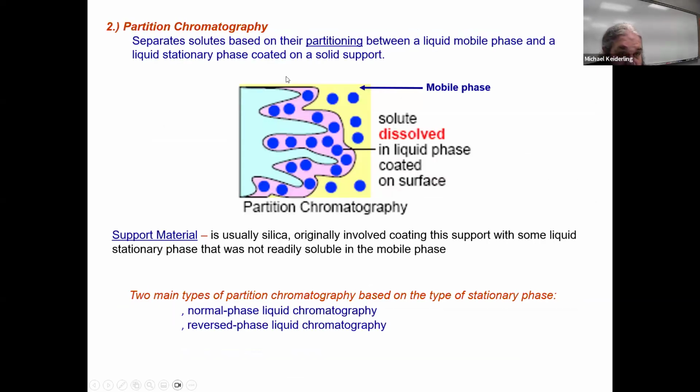Partition chromatography separates solutes based on their partitioning between a liquid mobile phase and a liquid stationary phase that's coated on a solid support. The support material is usually silica, and this originally involved coating the support with some liquid stationary phase that wasn't readily soluble in the mobile phase. The two main types of partition chromatography, based on the type of stationary phase, are normal phase liquid chromatography and reversed phase liquid chromatography.